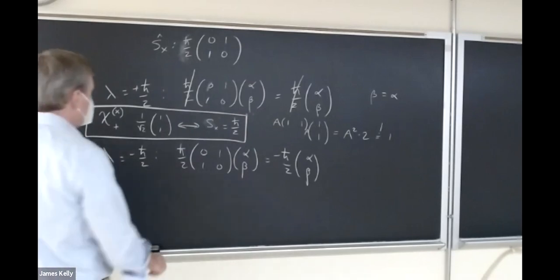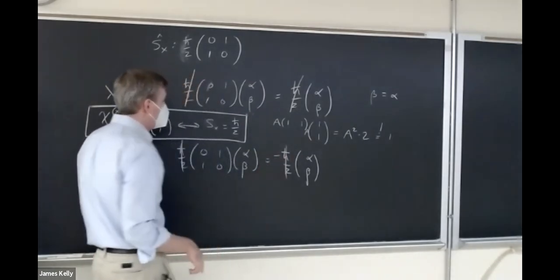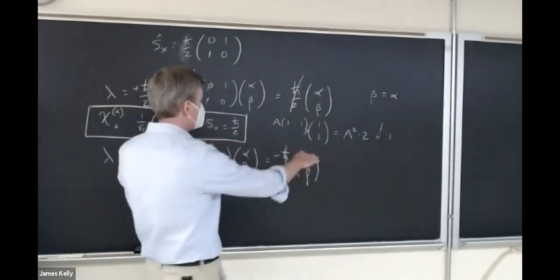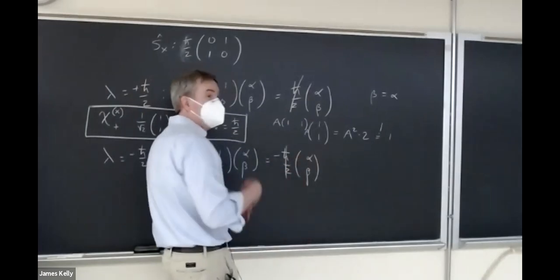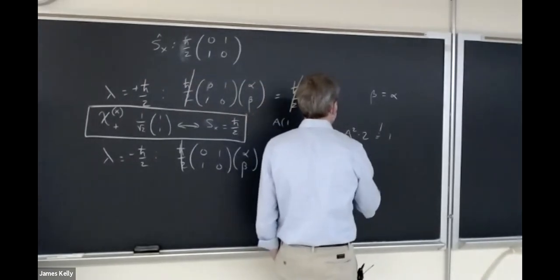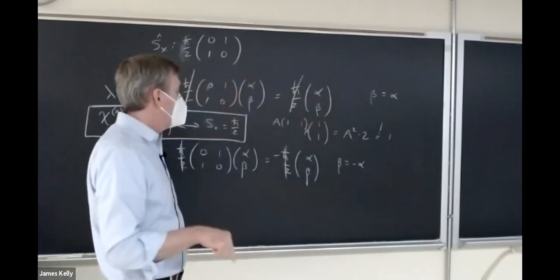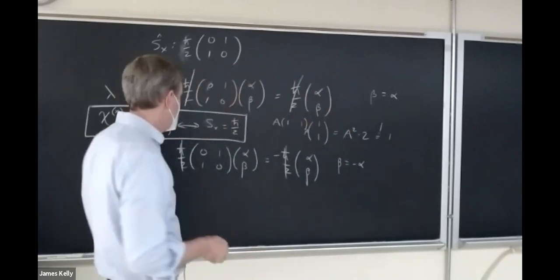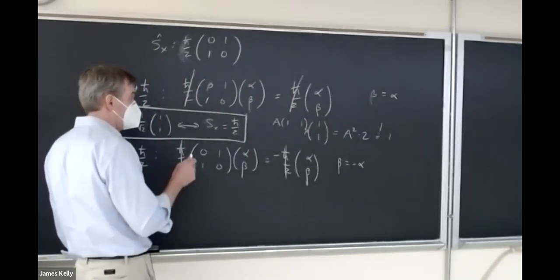Second equation is not too much different. Again, the h bar over 2's cancel, but we have that extra minus sign out there. So the upper position equation says that beta equals minus alpha. And the second equation says the same thing. Beta equals minus alpha. So that means either 1, minus 1 or minus 1, 1, doesn't matter which one we say. And then to normalize it, we need a factor of 1 over root 2 again.